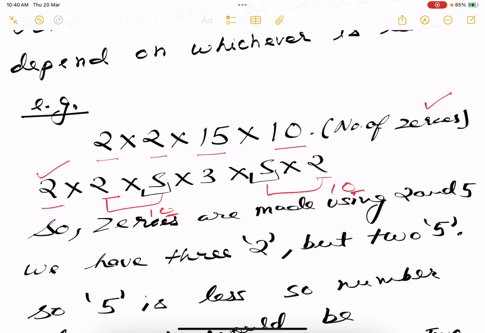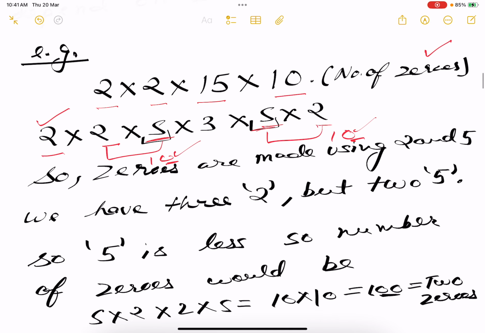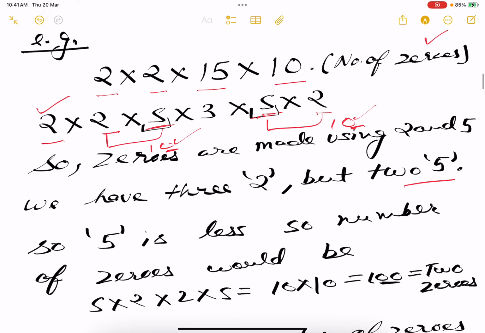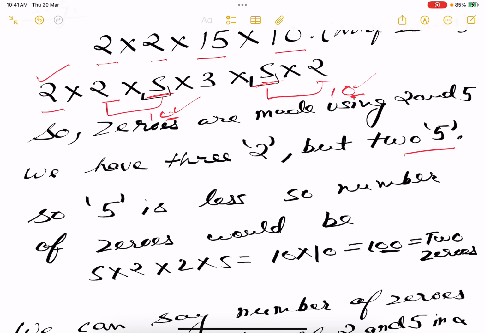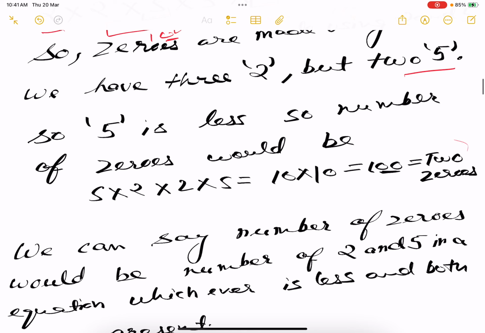तो हम ये कह सकते हैं, what we can say from here is that whichever is less amongst 2 और 5, okay, that would make up the number of zeros. जैसे कि इसमें कम है 5, जैसे कि 5 इसमें 2 ही हैं तो नंबर ऑफ जीरोस इसमें 2 हो जाएंगे, एक ये और एक ये. ठीक है, so zeros are made using 2 and 5. We have 3 2s but only 2 5s. So 5 is less, so number of zeros would be 2.